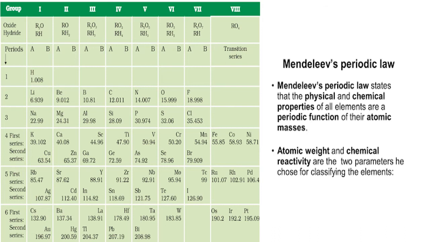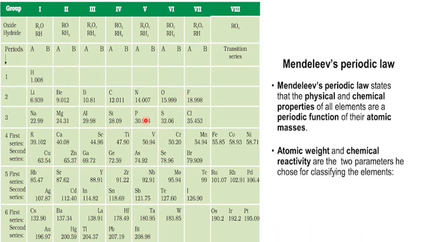During his time, approximately 63 elements were known. So he made 63 cards. He wrote each element's name on top, along with all its properties and its atomic mass. He did a lot of research work on this. Then he concluded and made this table. This is called Mendeleev's periodic table.